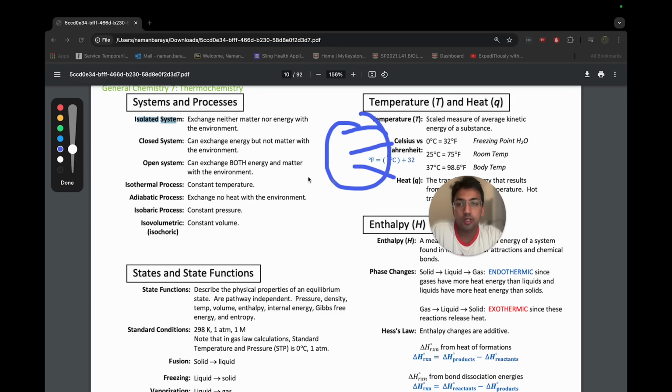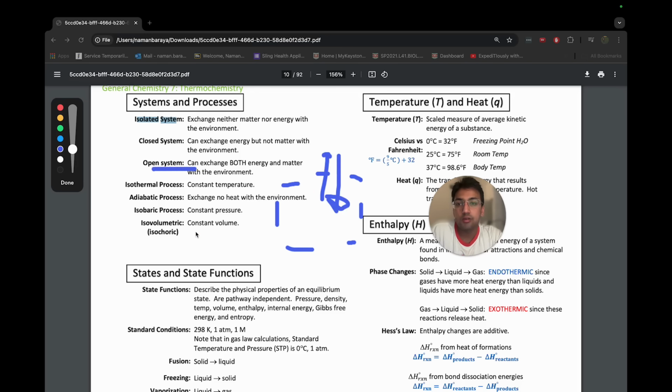matter exchange. If it's a closed system, that's more like a normal system where there can be heat escape or heat entering, but there's no matter that's leaving, like no physical elements are leaving. Then we have an open system. And open systems is like, I think of it like an open fence, like matter can leave and so can energy. So anything can come in or out. That's open system. Now, isothermal processes is when you have a constant temperature.